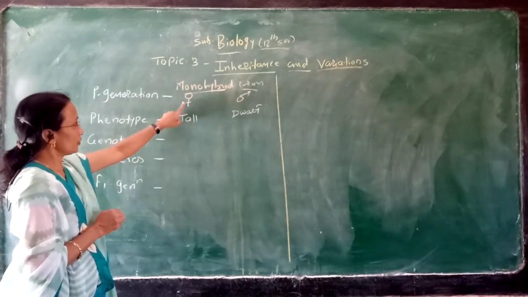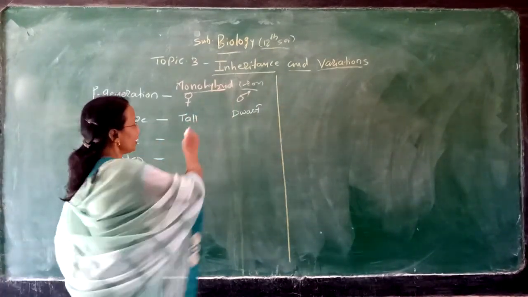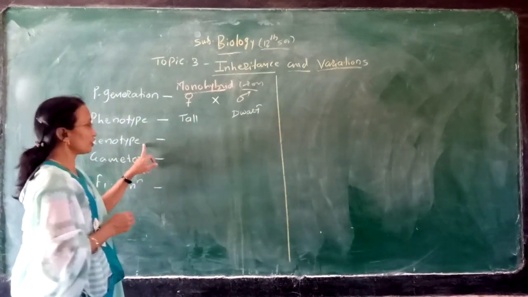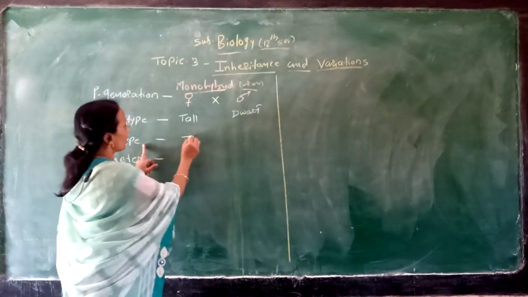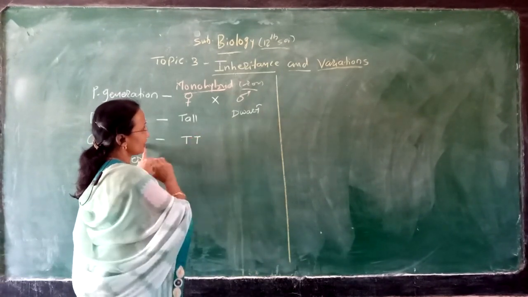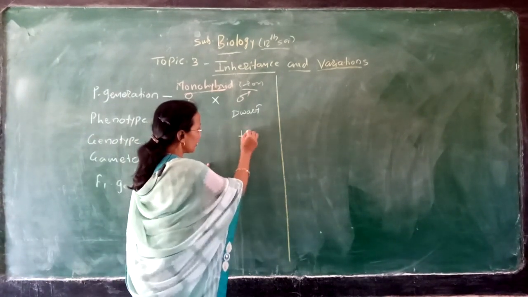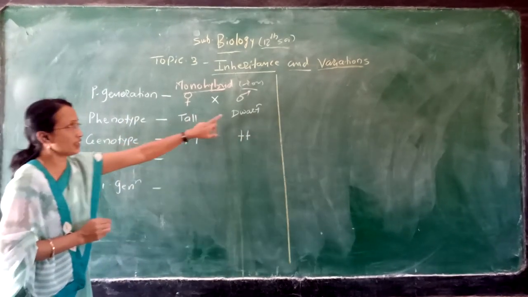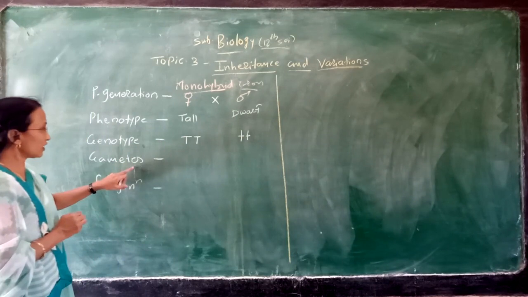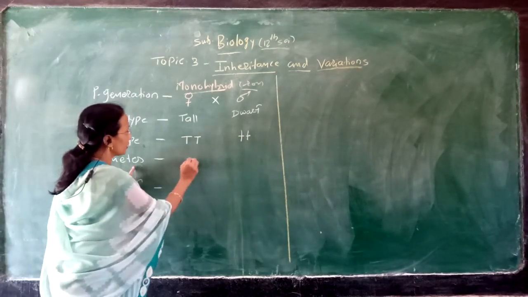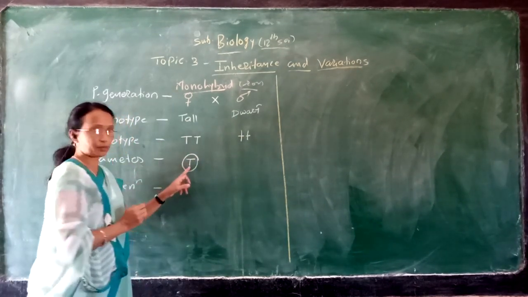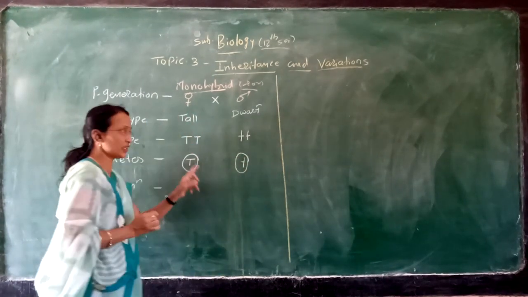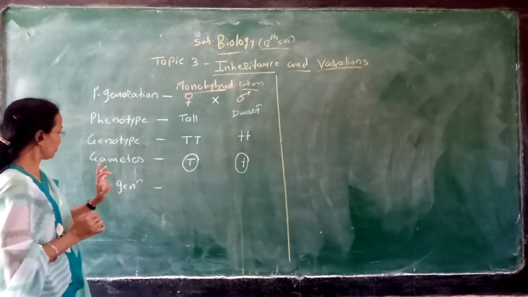Here, female is tall while male is dwarf, and the cross takes place in these 2 parents. Then the genotypes of these parents are tall, capital T, capital T, and dwarf, small t, small t. These are the genotypes of tall and dwarf parents. Then the gametes. Gametes are haploid. So here single capital T, and here single small t, because gametes are haploid in nature.